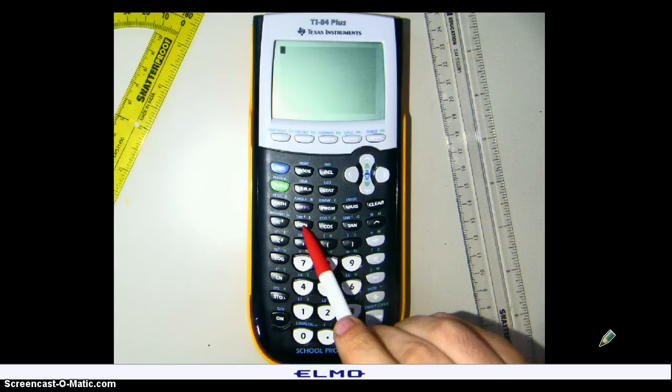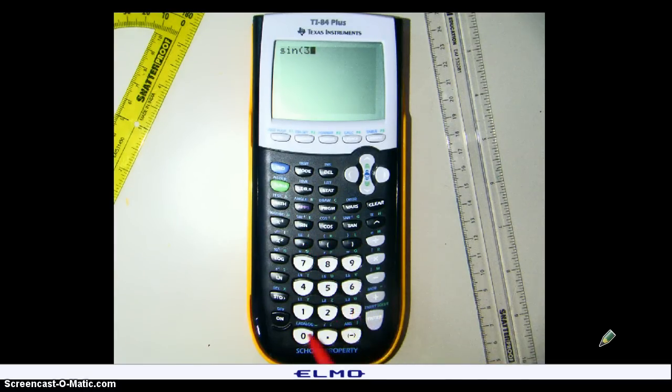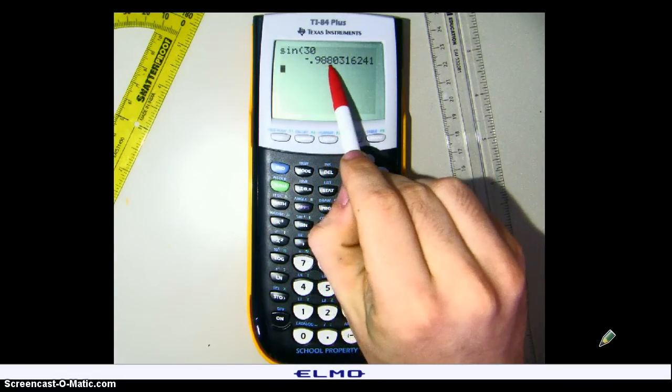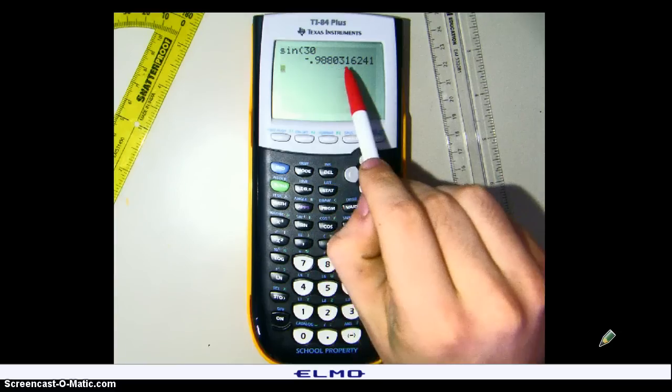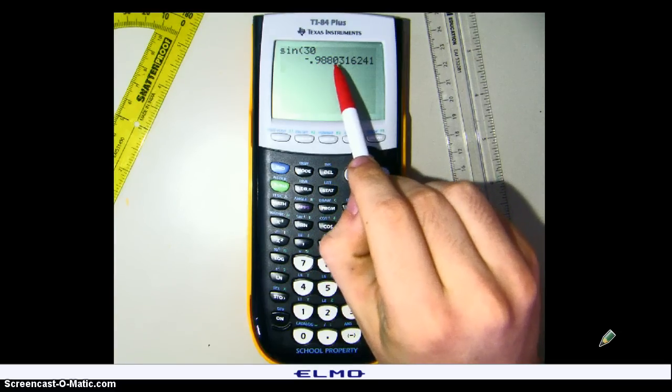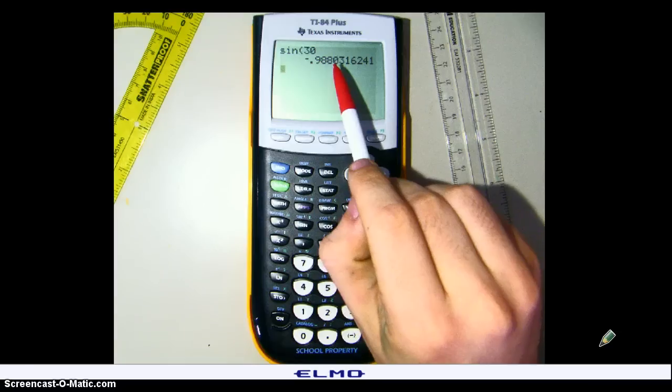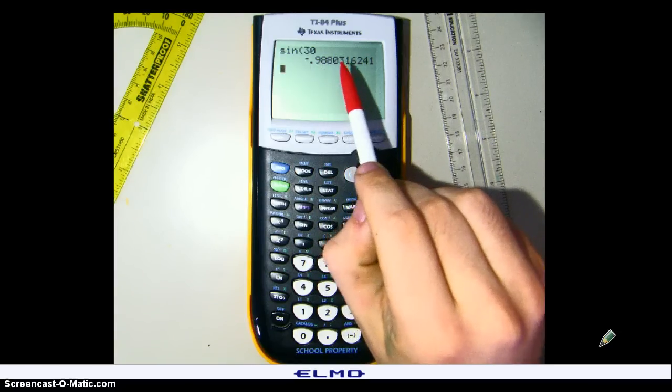For now, click sine and type in sine of 30 and hit enter. You're going to get this number, negative 0.988, and so on. And that's not wrong. However, that's not the correct answer if we were using degrees. That's the answer we would use if we were using radians, and we don't want to use radians, right? We're used to degrees here.